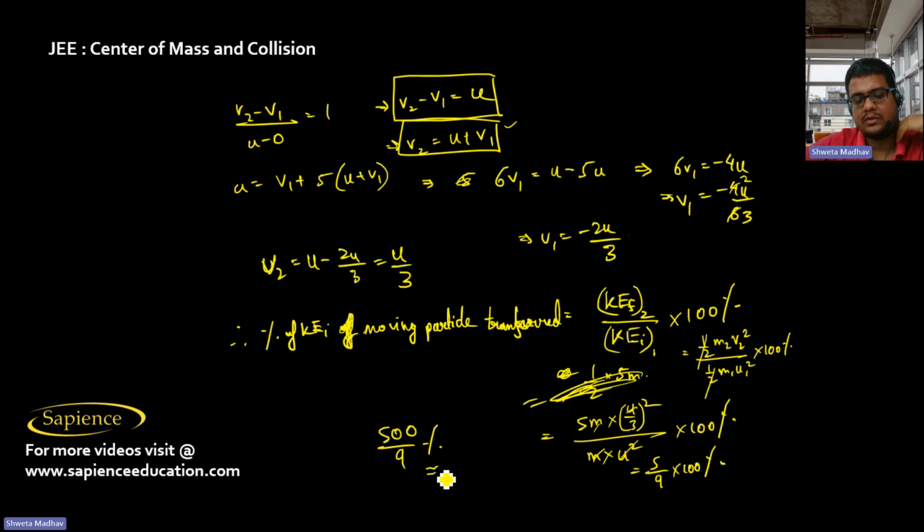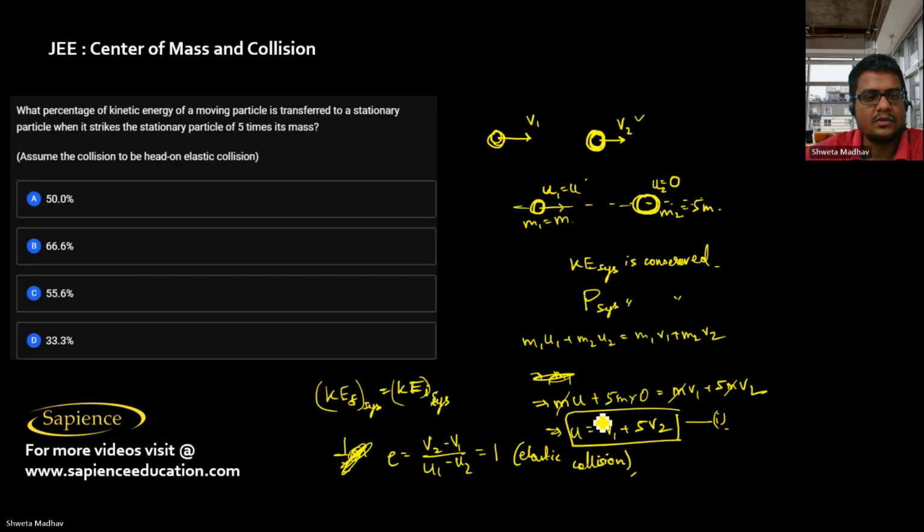So which will be equal to approximately, 9 5s are 45, 50, so it will be 55.56 percent approximately. So 55.6% you can say. So option C is the correct answer.